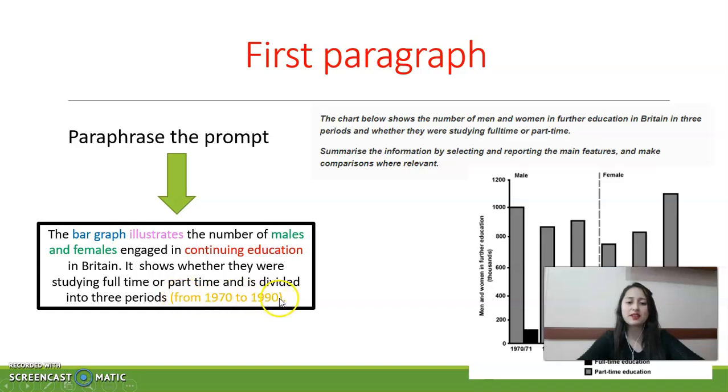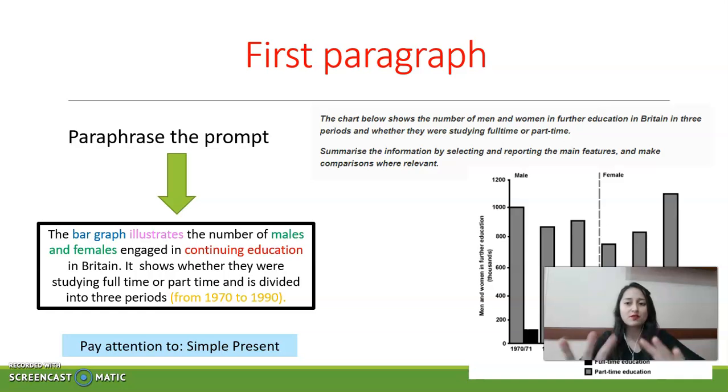I put this in parentheses because you can include it if you want. You can say from 1970 to 1990. Or if you just want to omit it, well, you leave it out. As you can see in this first paragraph, we are just paraphrasing the information that is given in the prompt, and we are using simple present for the first part, like the bar graph illustrates. Then here, well, I also have it shows, for example.